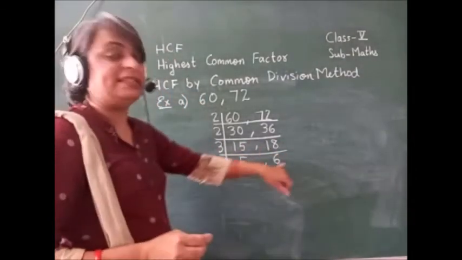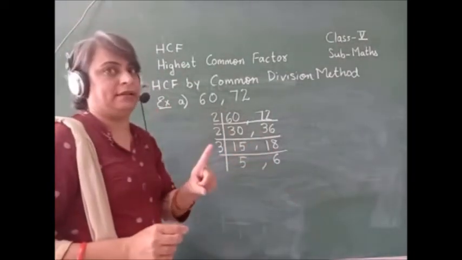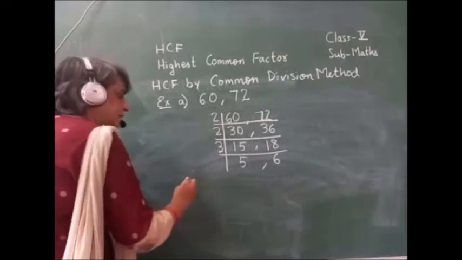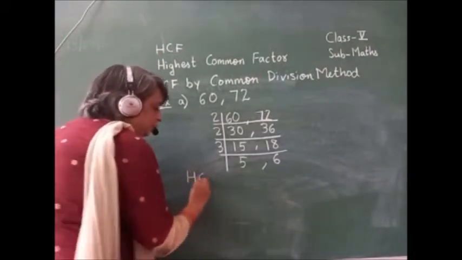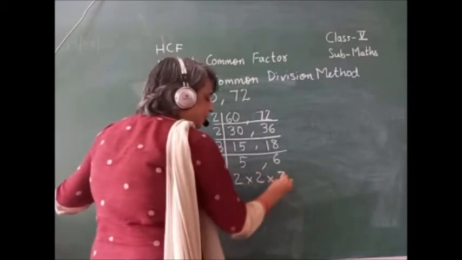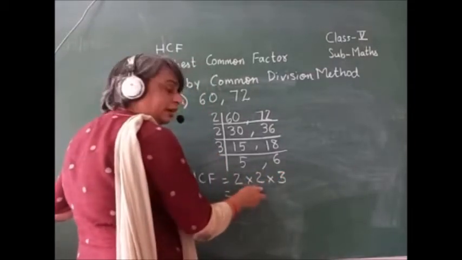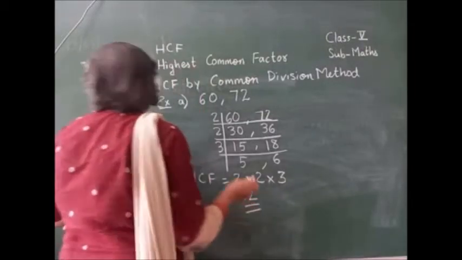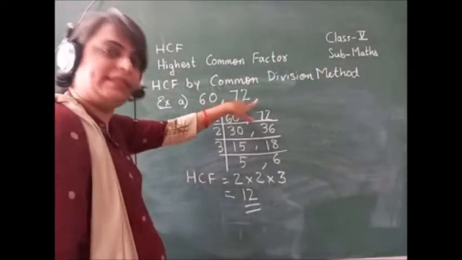Now 5 and 6 are not divisible by any other number. So you are going to stop it here only. So now what is the HCF here? HCF is equal to 2 multiplied by 2 multiplied by 3. 2 2s are 4. 4 3s are 12. This is your HCF of 60 and 72.